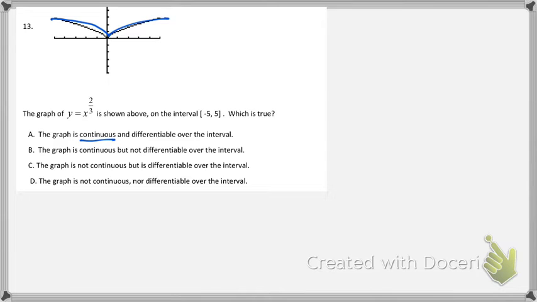Okay, differentiable means smooth and curvy, no sharp points. This is not differentiable right there. Okay, so figure out which one says it's continuous everywhere but not differentiable everywhere. Is it continuous and differentiable everywhere? Nope. Is it continuous but not differentiable everywhere? Yep, I think I found the answer. Yep, it's B.